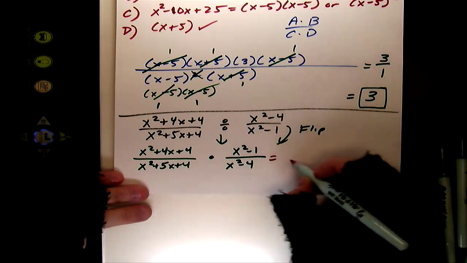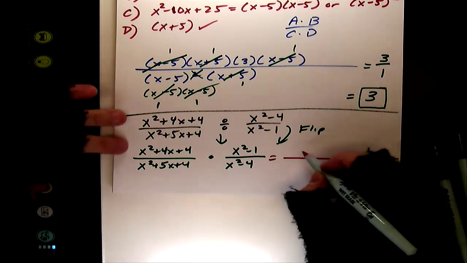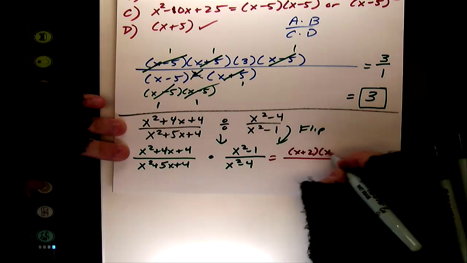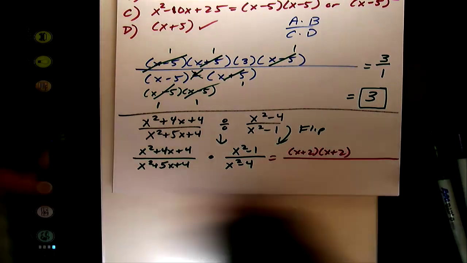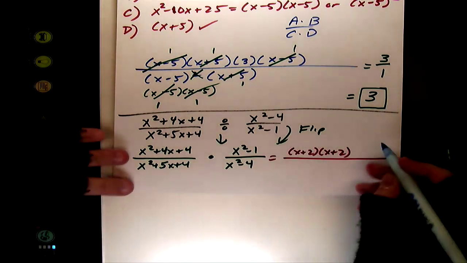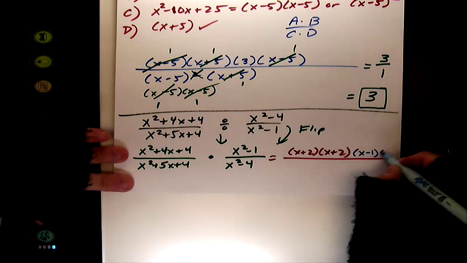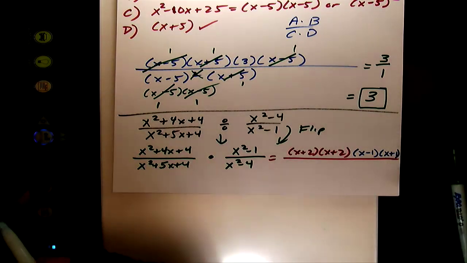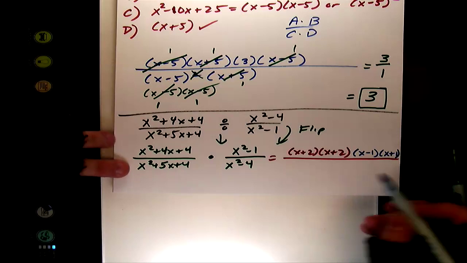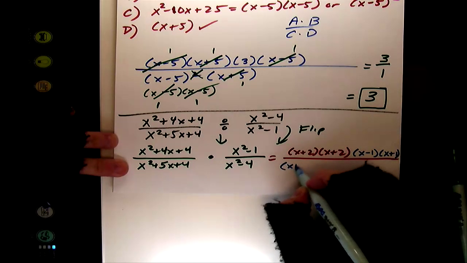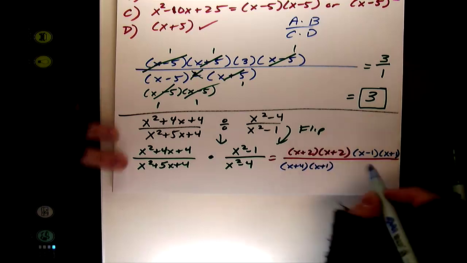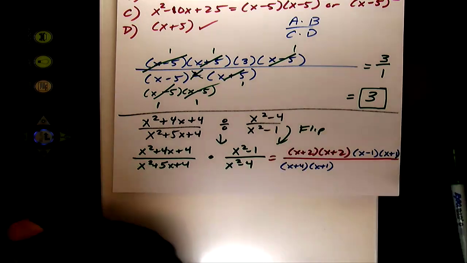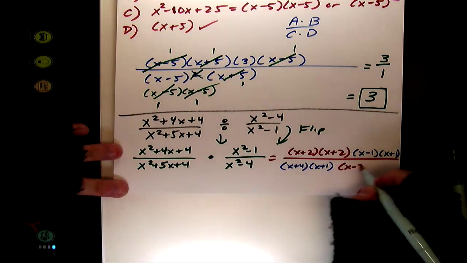Alright. So here, we continue with what we're doing, just like we did in the last problem. This upper left one factors into x plus 2 and x plus 2. X squared minus 1 is x minus 1 and x plus 1. X squared plus 5x plus 4 is x plus 4 and x plus 1. And x squared minus 4 is x minus 2 and x plus 2.